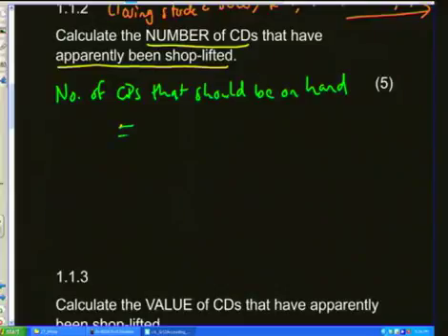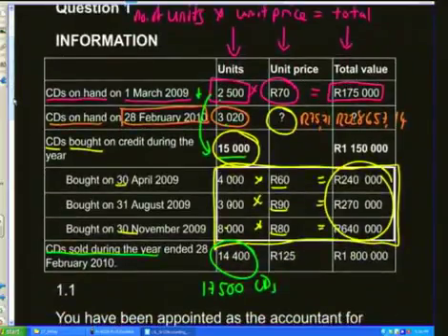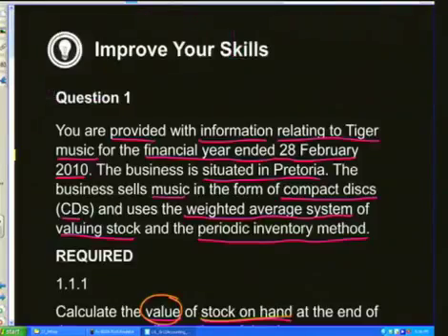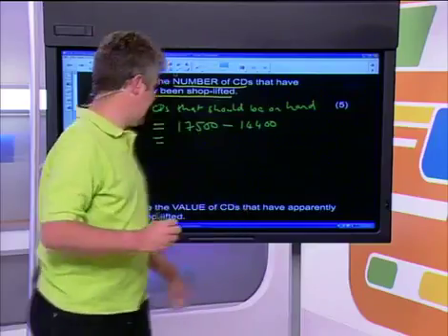That is equal to our 17,500. Remember, that is the figure that I calculated here by saying 2,500 plus 15,000. That's how many there were available for sale. But we sold 14,400 of them. So if we sold 14,400 of them, there should be 17,500 minus 14,400. That's how many we should actually have on our shelves at the end of the year.